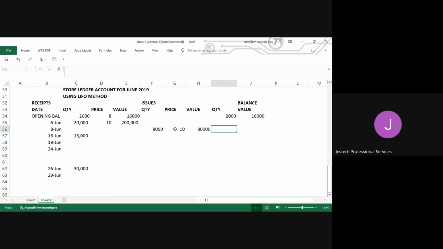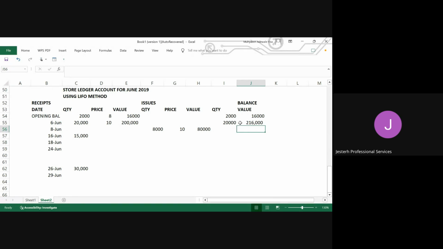Remember, in the store, we still have 2,000. Now, what's a very simple thing. Okay, let me put this one here, 20,000. You want the 20,000 that you purchase, and then the value of 200. Okay, so now, this one plus this. In the opening balance, we have 2,000 units, value is 16,000, and then we purchase another one, value 200,000.